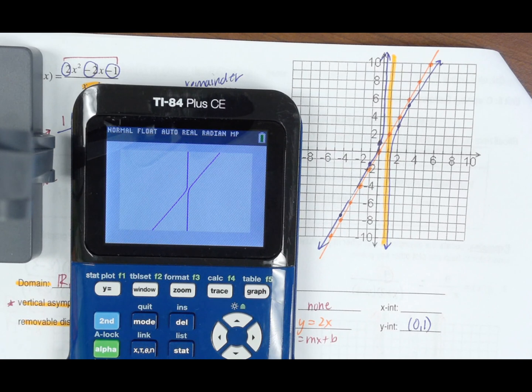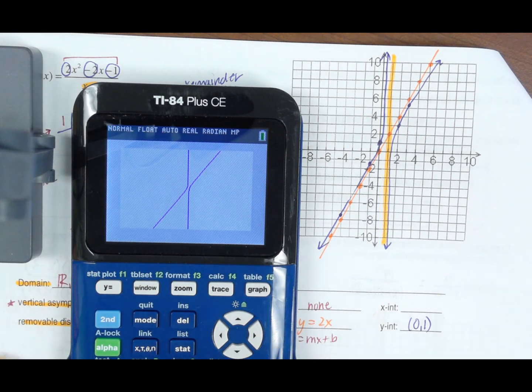So I put a couple guideline points on the blue graph, but generally speaking, I just use the oblique asymptote, travel along it. Once it gets close to the vertical, just make it turn and go down, and same thing on the other side. The only thing we have left to do is end behavior and x-intercepts.